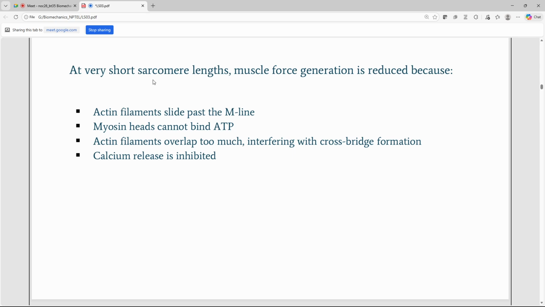At very short sarcomere lengths, the muscle force generation is reduced because of which of the following? This question is asked multiple times. The options are: actin filaments slide past the M line, myosin heads cannot bind ATP, actin filaments overlap too much, interfering with the cross bridge formation, and the last option, calcium release is inhibited.